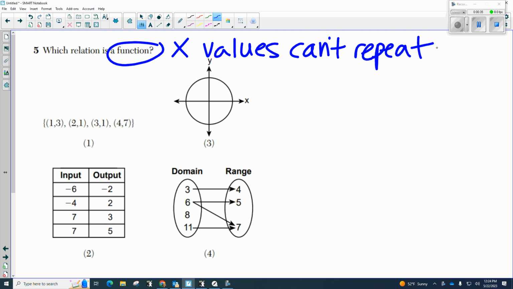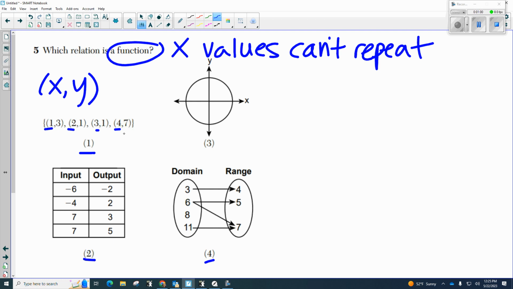When you have something like 1, 2, and 4, it's really nice because it's pretty easy for you to see the x values, okay? Remember when you have an ordered pair, like in question 1, the x coordinate is the first number, okay? So we're looking at 1, 2, 3, 4. Do any of those x values repeat?